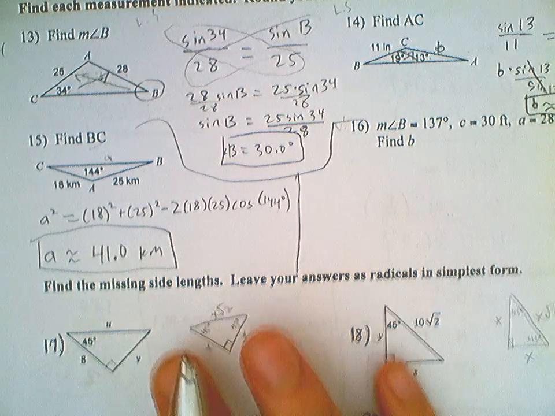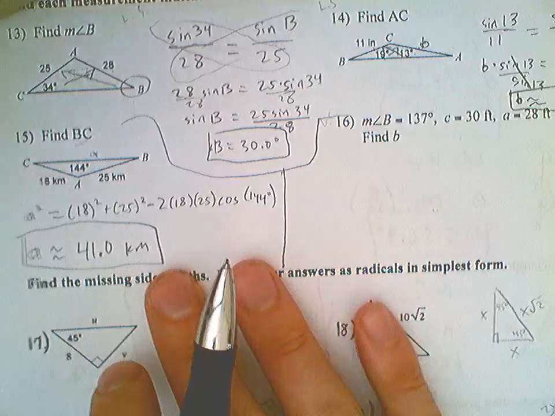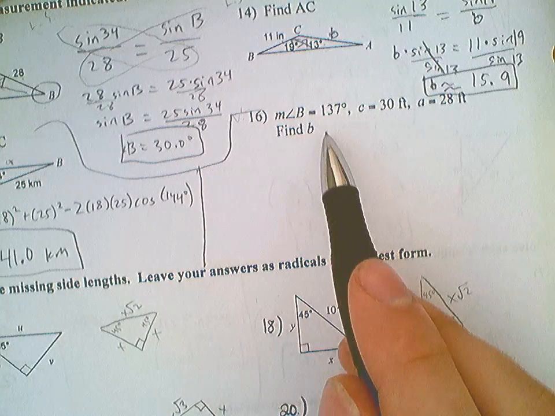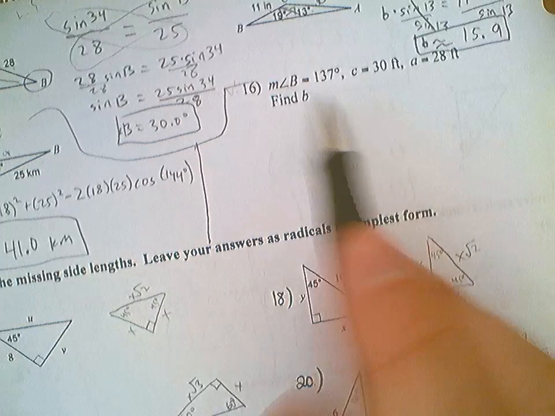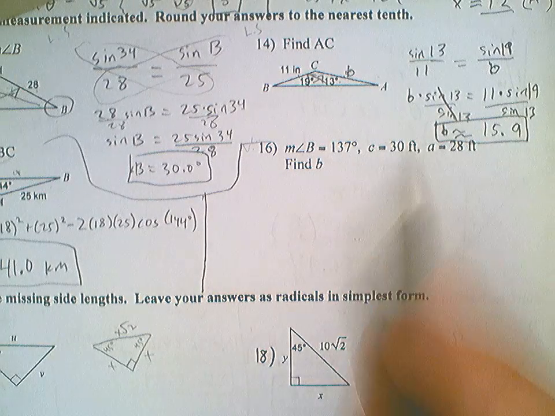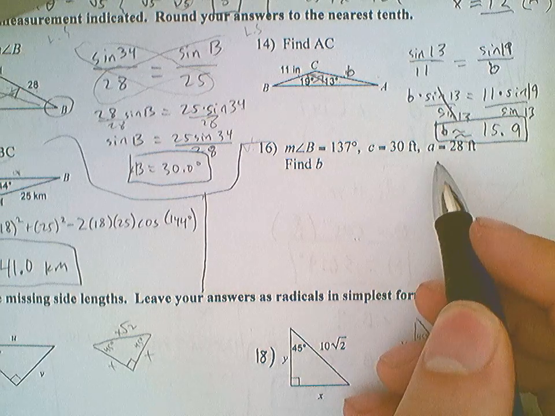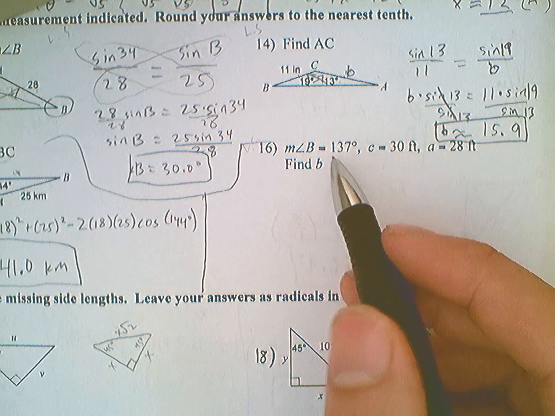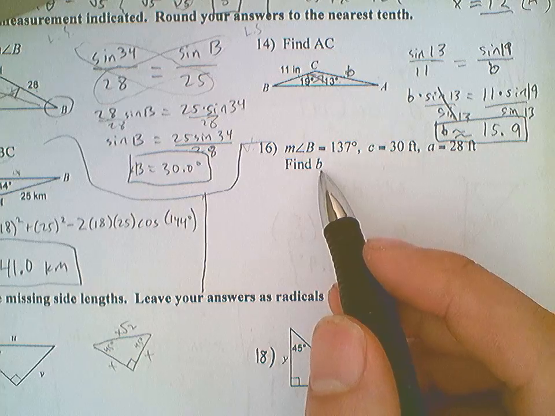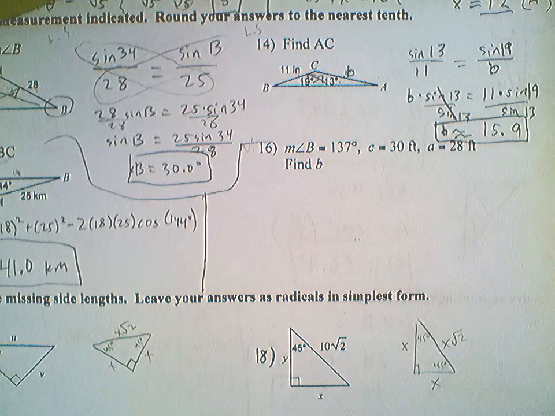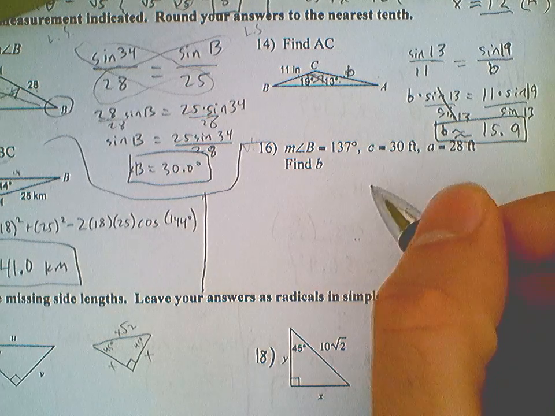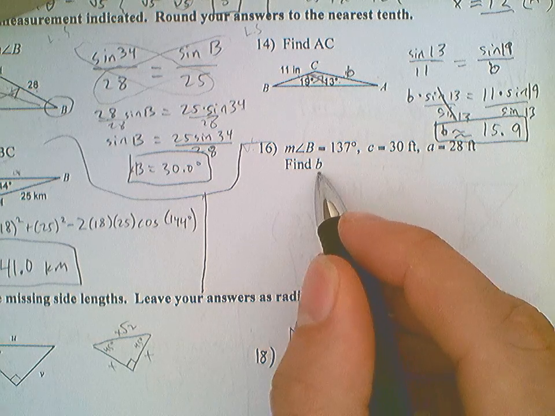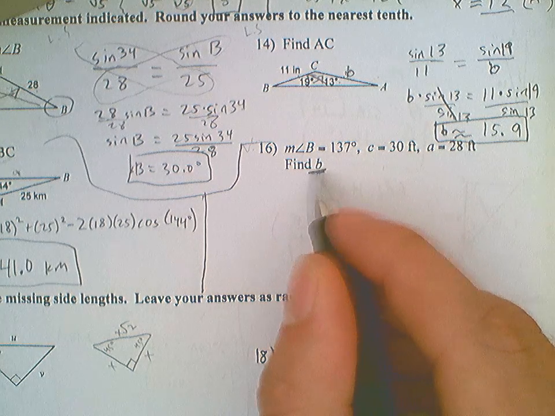All right, let's go ahead and knock out 16. So 16, we're given angle B is 137 degrees. Side labeled C is 30 feet. Side labeled A is 28 feet. And we're asked to find B. So if we had possibly another angle, we could use law of sines, but we do not. So let's try law of cosines here. And we're looking for B.